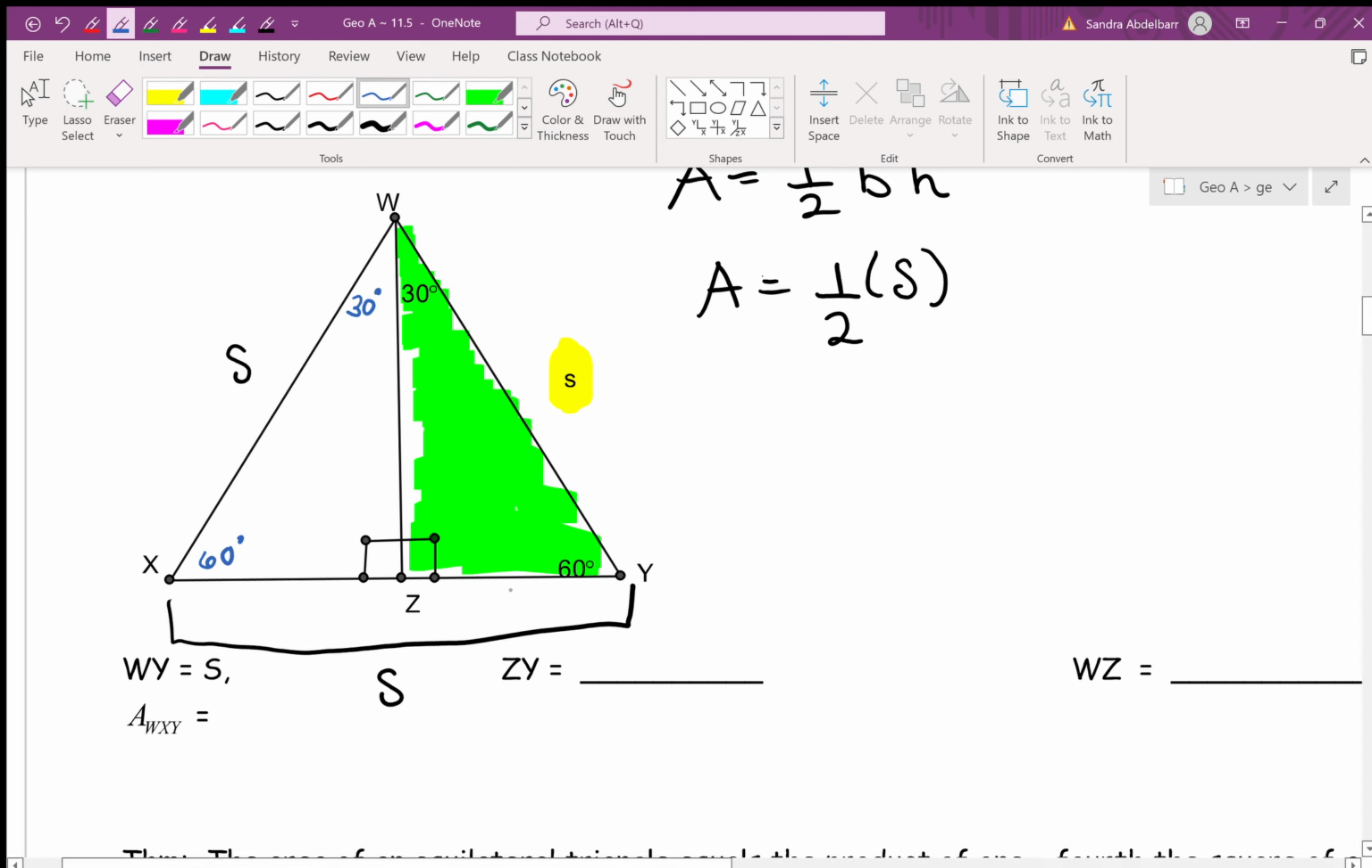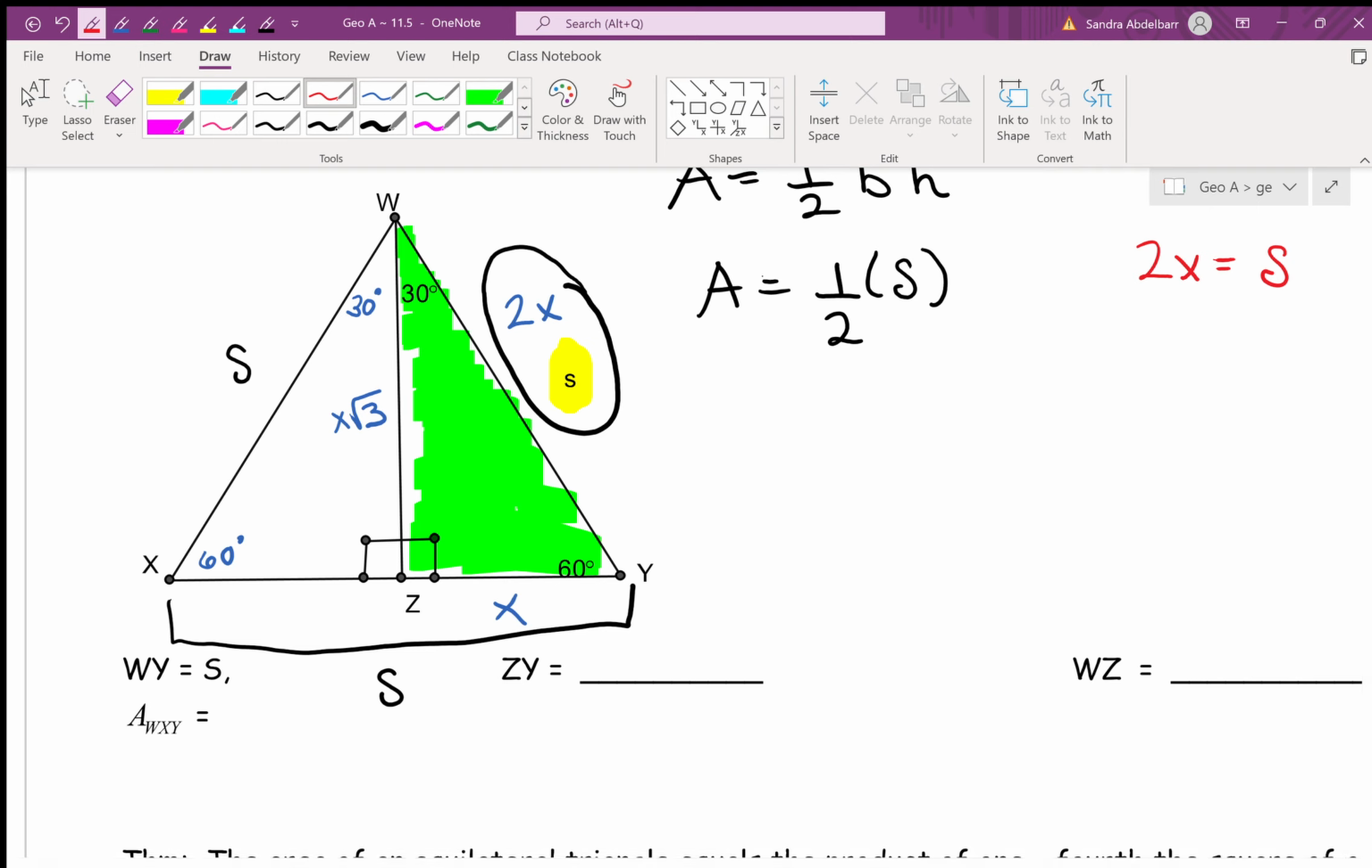And I know opposite the 30 is x, opposite the 90 is 2x, opposite the 60 is x root 3. So my equation to solve for x is going to be, over on the side, 2x equals s. Everybody with me so far? I need to solve for x. How do I solve for x? Divide by 2. I'm going to divide by 2. So that means x is equal to s divided by 2. So one side length divided by 2. So that's this right here.